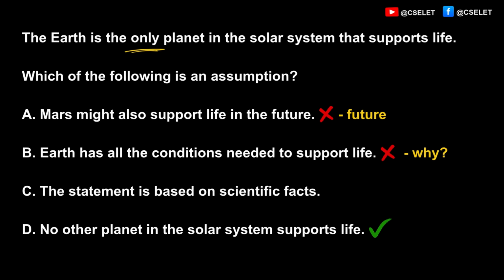Letter C, the statement is based on scientific facts. So whether the statement is true or not is not the point. Hindi ito tungkol sa katotohanan. Kahit totoong scientific fact yan. Therefore, hindi pa rin siya assumption ng mismong sentence.